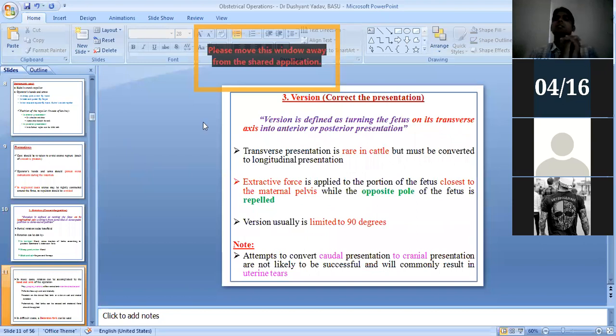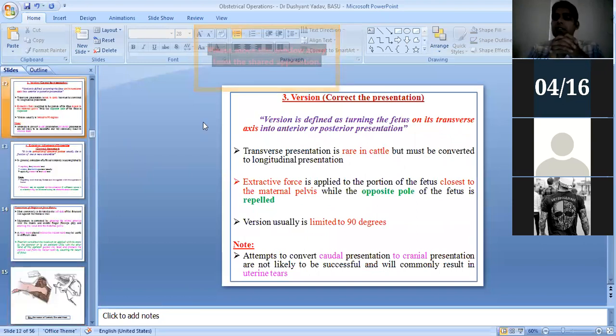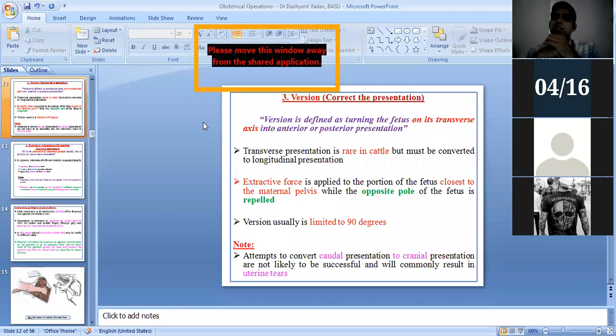Another is called version, the correction of the presentation. What is the presentation? How the fetus is presented to the birth canal. This is called the presentation. Version is defined as the turning of the fetus on its transverse axis, that is, into the anterior and posterior presentation.